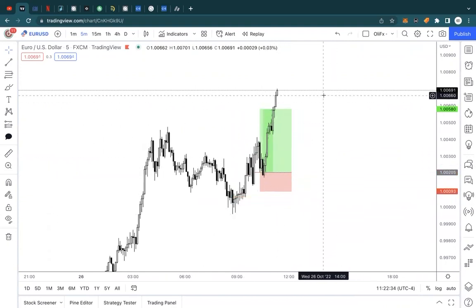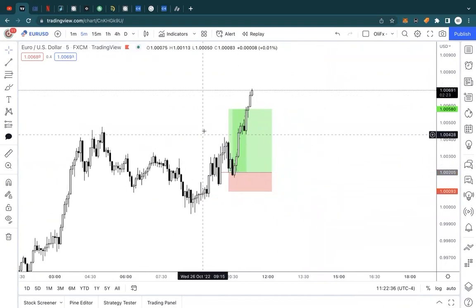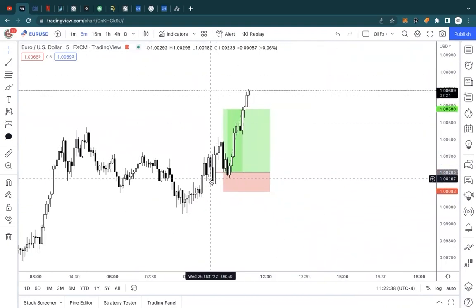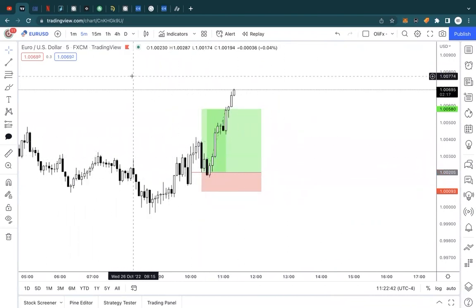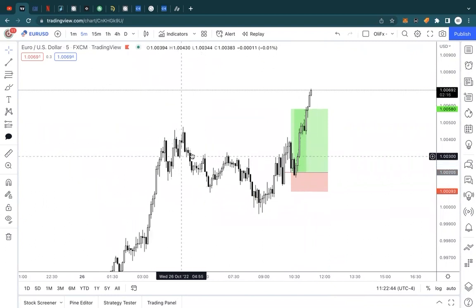Let's get an example of a sell limit now. Does that make sense to you guys? So catch sell limits and buy limits on the retracements, not on the breakouts. So they're high or low.